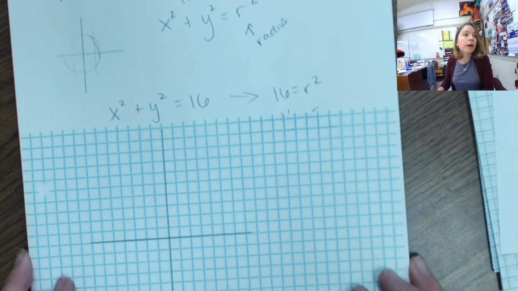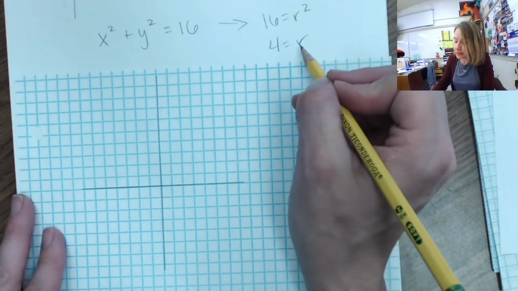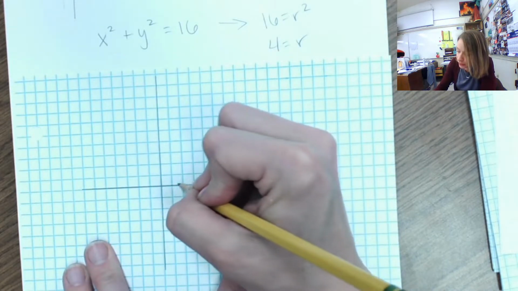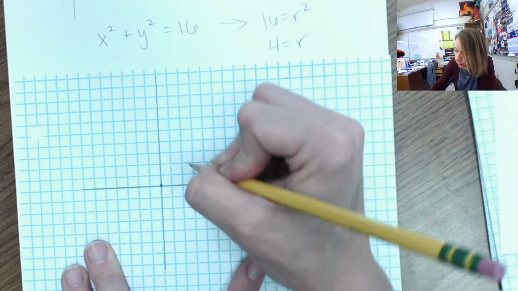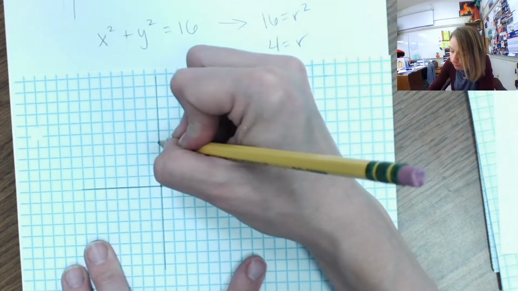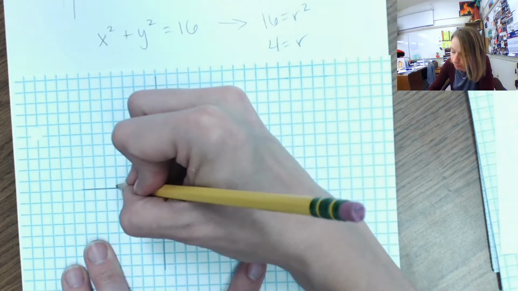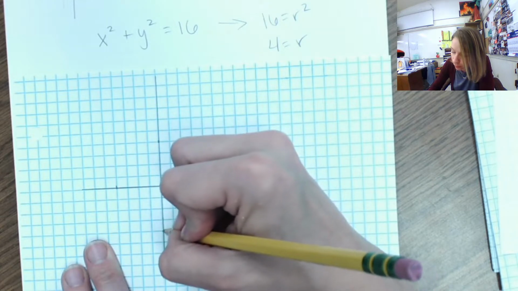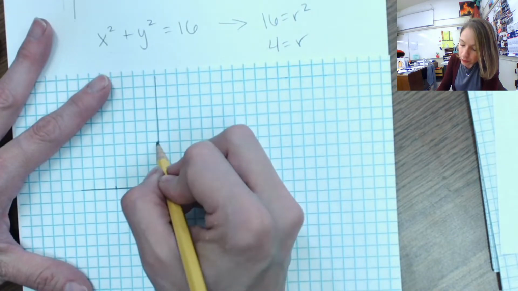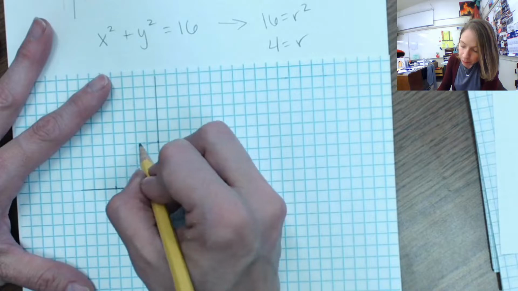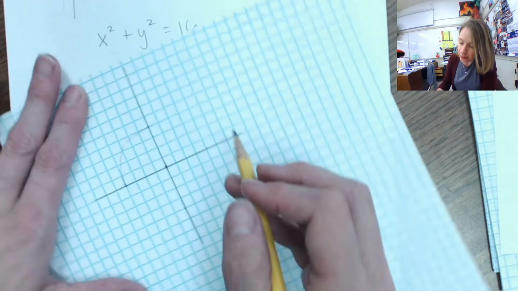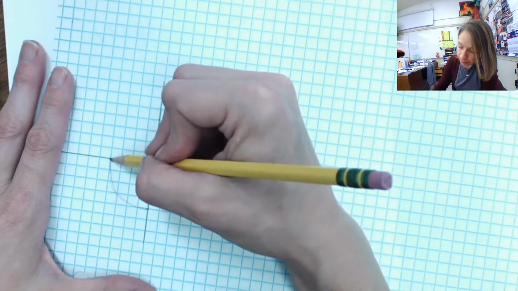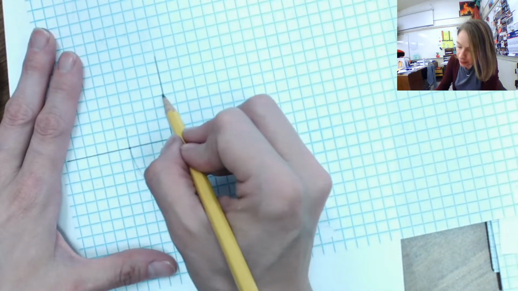So I know that I have a radius of 4, so I'm going to go out 1, 2, 3, 4. This is going to be my center right here. I'm going to go out 4, and then go 1, 2, 3, 4, and then down 1, 2, 3, 4. And then in order to sketch a circle, remember it's a circle, so we don't want to just draw a straight line between there, right? We want to sketch it. I like to turn my paper to try and make it look as circular as I can.